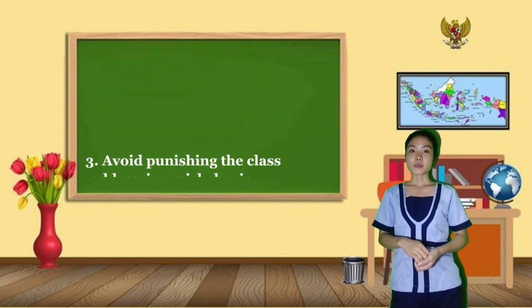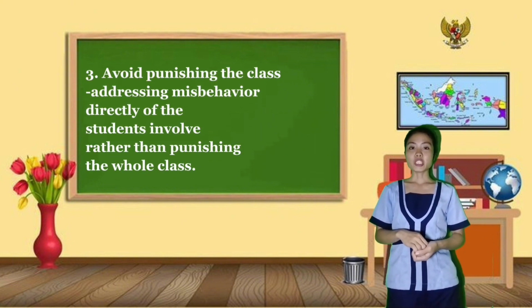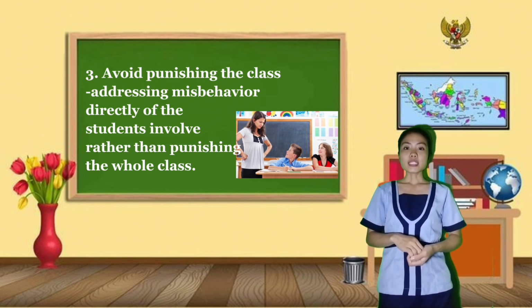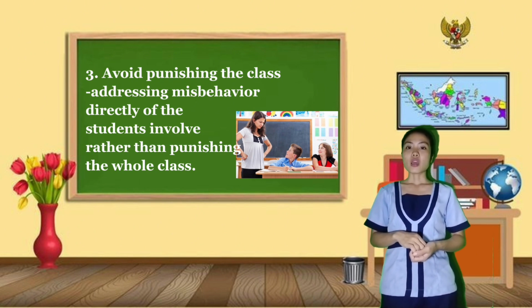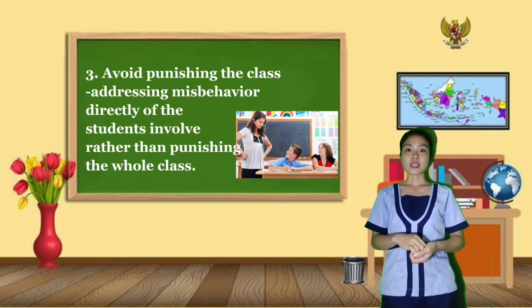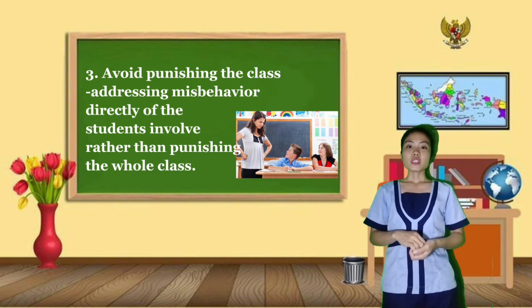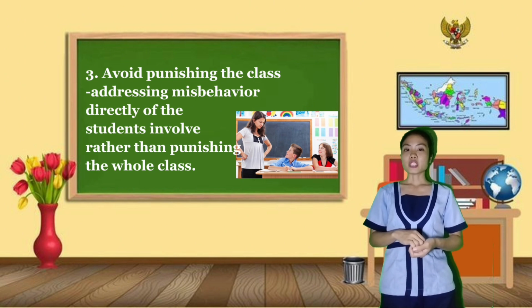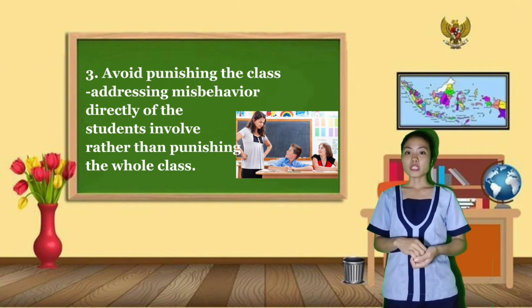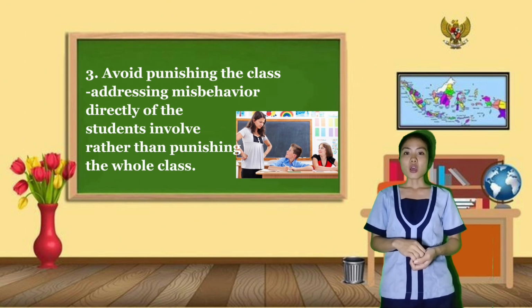Third is avoid punishing the class. So what is it? Addressing misbehavior directly with the student involved rather than punishing the whole class. This would involve a private conversation, a brief timeout, or loss of privileges. So why does it work? It avoids unfairly punishing students who are behaving well.